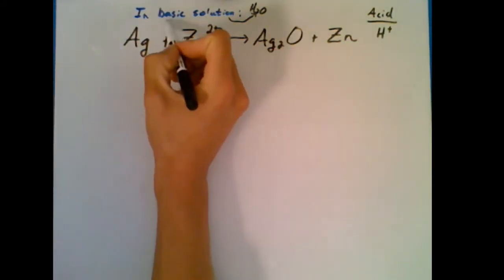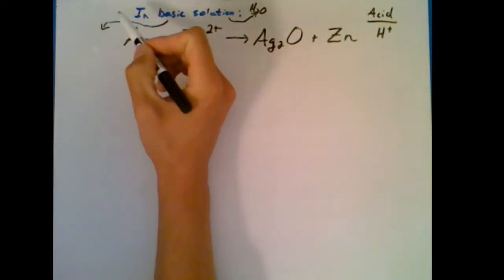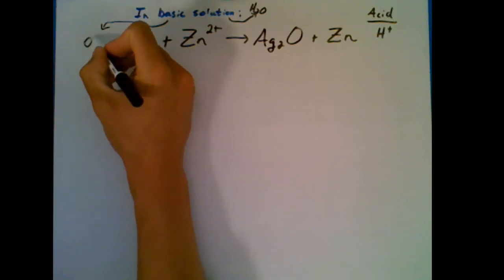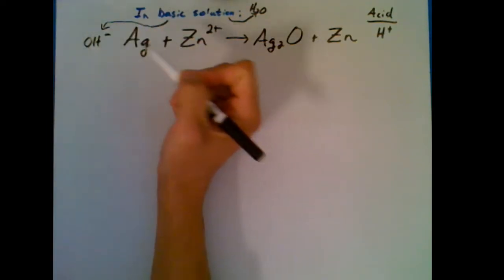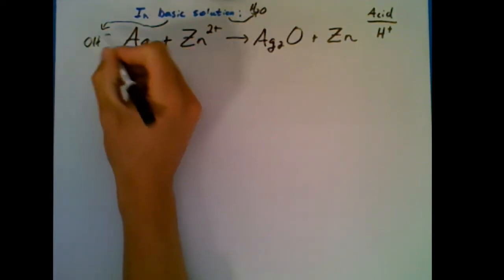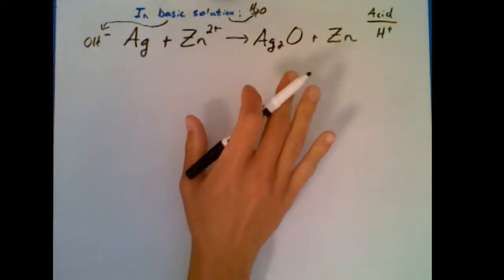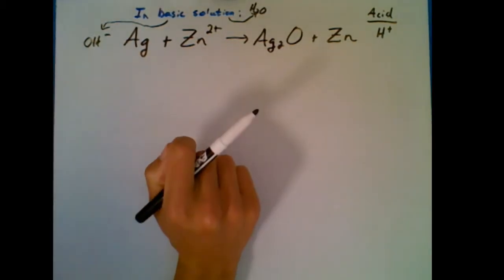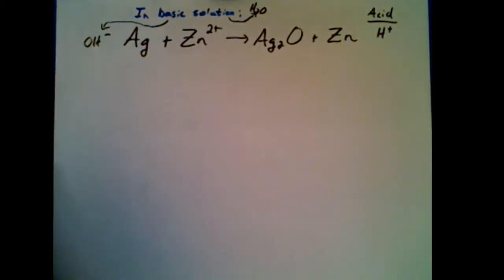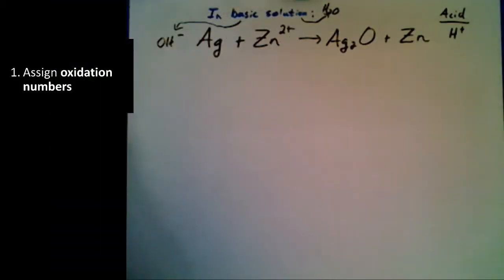But if you're dealing with a basic solution, there is no excess H+ in order to react, but there is excess OH-. And this is going to be the key to what we work with as we start balancing in a base. Now, as we balance in a base, it is pretty much exactly the same process as when we balanced in an acid, except for one major step. So let's just dive into our steps, and let's balance this reaction.